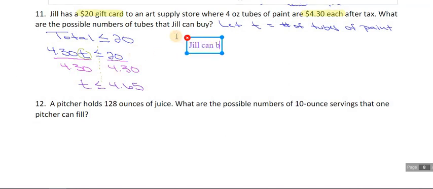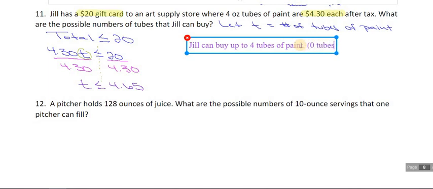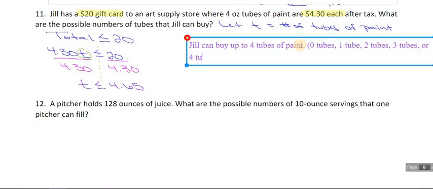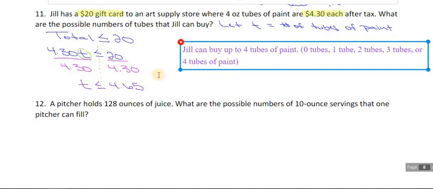Jill can buy 4 tubes of paint. And let's write the words "up to 4 tubes of paint." That's kind of covering all of our bases. Okay. So she can buy 0 tubes, 1 tube, 2 tubes, 3 tubes, or 4 tubes of paint. Okay. So this is definitely a situation where we have to take into consideration the context of the situation.